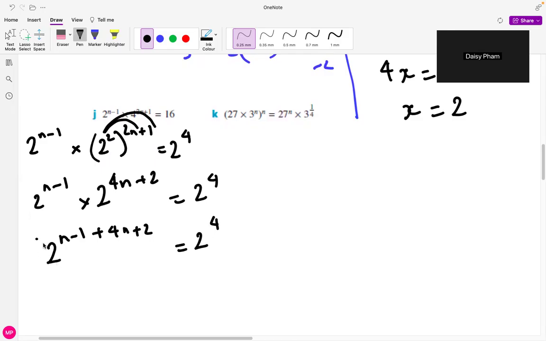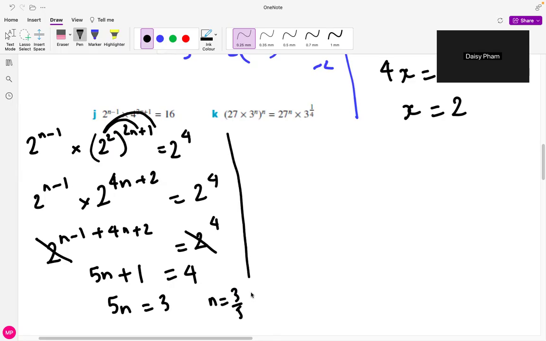And once you've done that, the 2 and 2 will cancel out themselves. n plus 4n is 5n. Negative 1 plus 2 is positive 1, equal 4. Then we have 5n equal, take the 1 over, 4 minus 1 is 3, then we divide it by 5, so n equals 3/5.